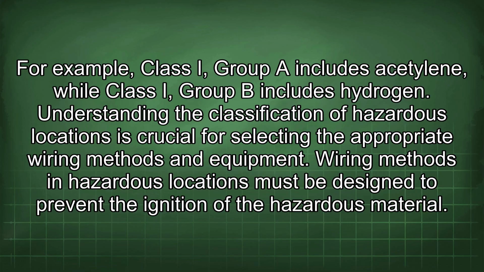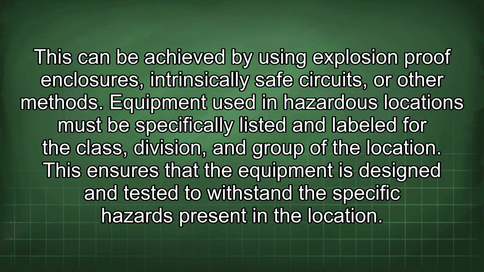Understanding the classification of hazardous locations is crucial for selecting the appropriate wiring methods and equipment. Wiring methods in hazardous locations must be designed to prevent the ignition of the hazardous material. This can be achieved by using explosion-proof enclosures, intrinsically safe circuits, or other methods. Equipment used in hazardous locations must be specifically listed and labeled for the class, division, and group of the location.